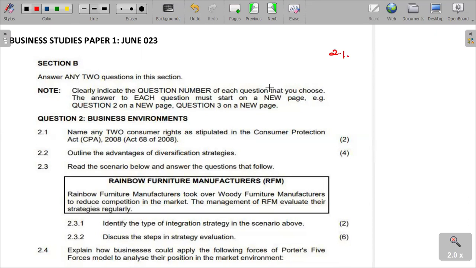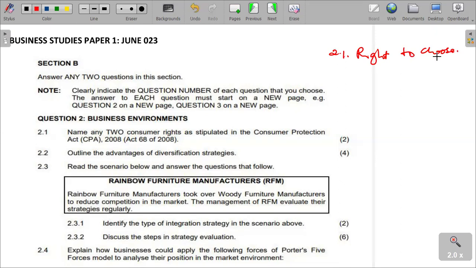Consumers have the right to choose. I'm sure that when you go to market, when you go to buy things, you always choose. One of the most important rights, we are saying, is the right to choose.